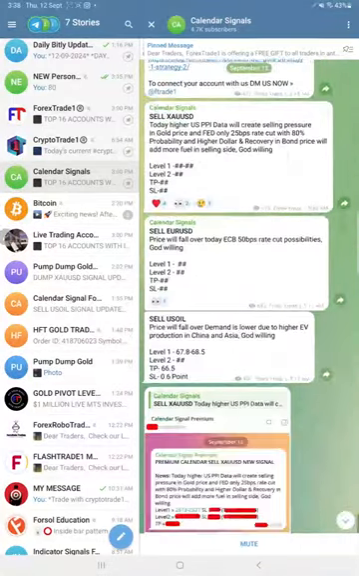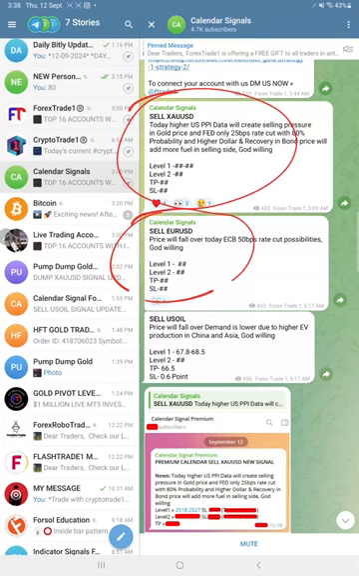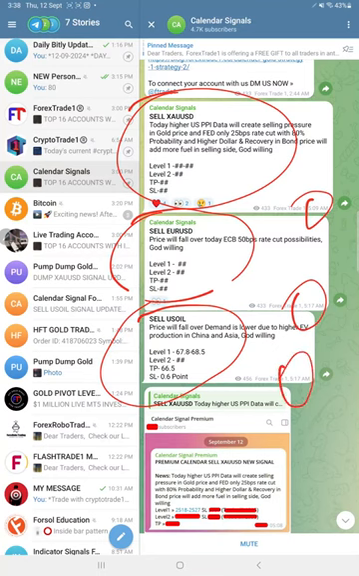Here is a performance for today's calendar signals. Today's date is 12th of September, and today we gave these three signals: sell oil, sell EURUSD, and sell XAUUSD, which is sell gold. And this is the signal posted time in our free channel, at around 5:09 to 5:17 AM GMT.